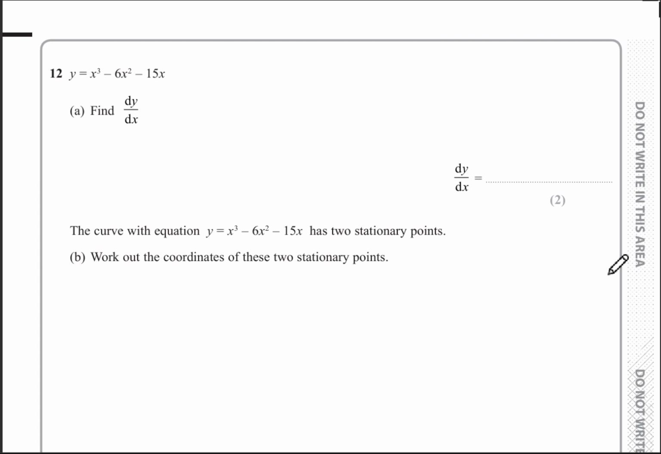Alright, first one, we've got to find dy over dx. I have y equals x cubed minus 6x squared minus 15x. So to find dy by dx, that means to differentiate it. So how do I differentiate? I multiply the number in front. Now in this case it's 1. I multiply it by the power of x and minus 1 from the power. Differentiation is multiply by the power, minus 1 from the power.